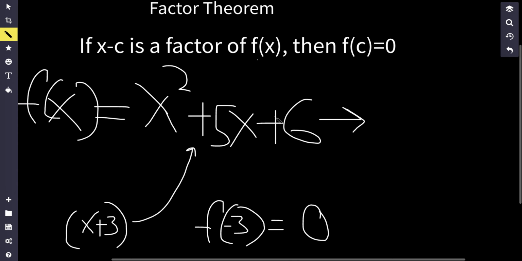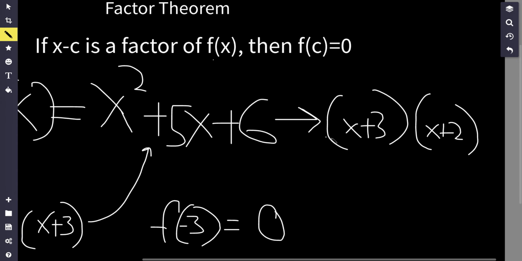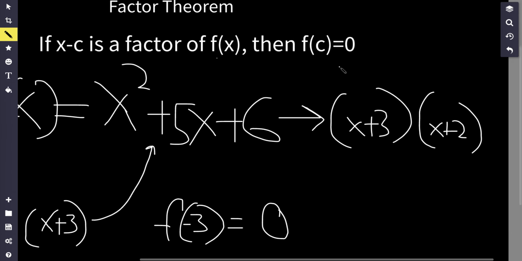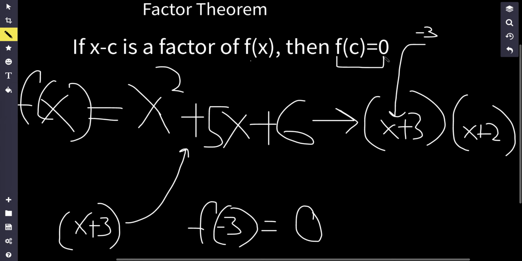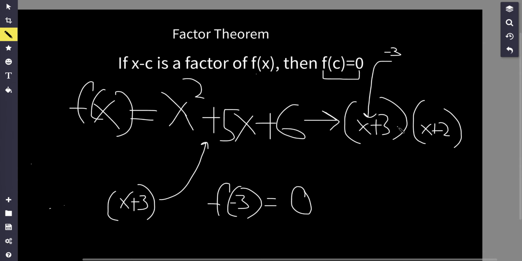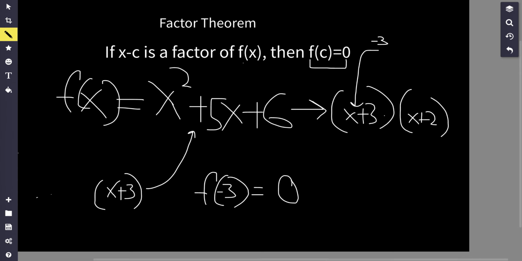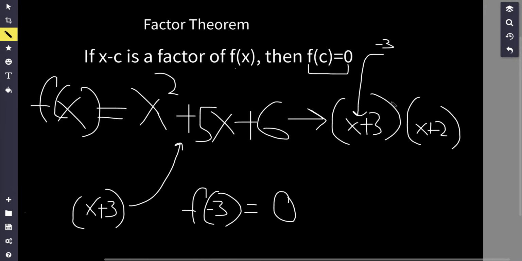This looks confusing at first, but this just comes back to the idea of factoring, right? Remember, we can factor this as x plus 3 times x plus 2. And now, if we plug in negative 3 for x, well, negative 3 plus 3 is 0. So f of x is equal to 0 when you plug it in. You notice how if I plug in negative 3 for x, negative 3 plus 3 gives me 0, and 0 times whatever this is is 0, right?